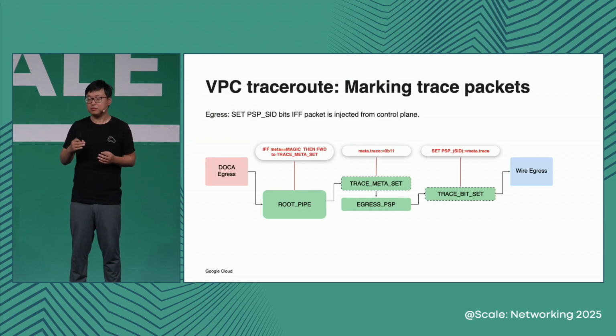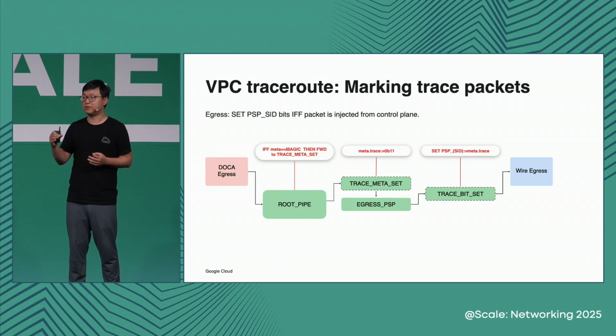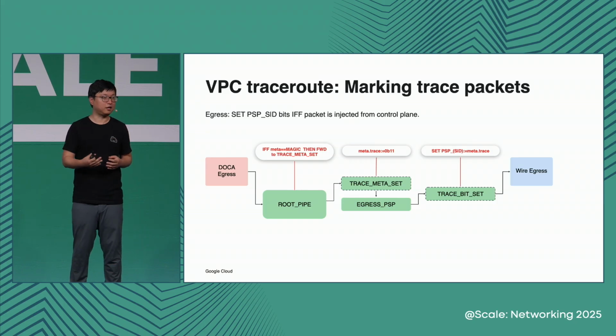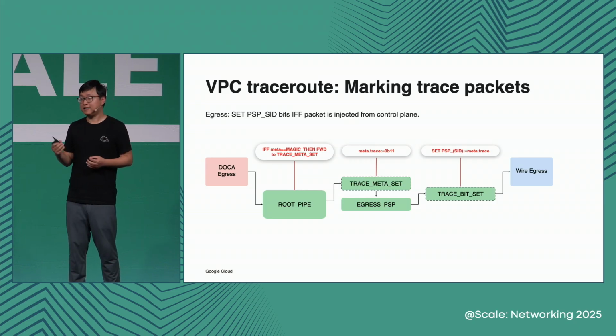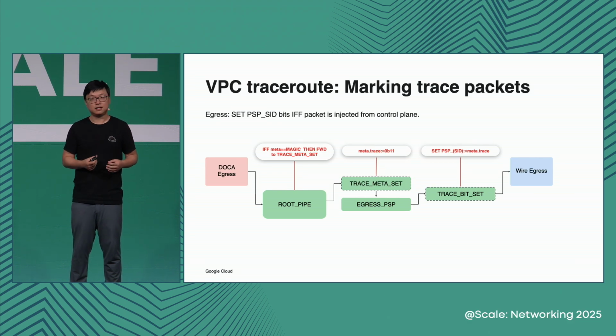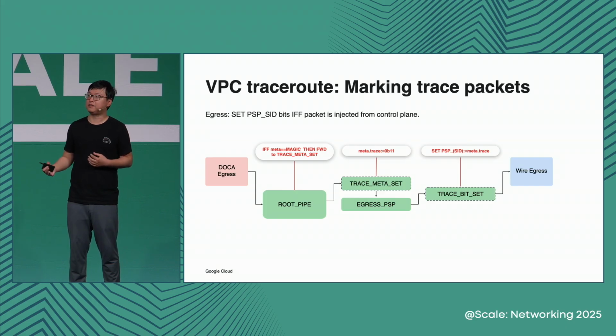And after that, we forward it to a special pipe where we set these sample and drop bits in the PSP header before we put it on the wire. And at ingress, we match on the S and D bits in the PSP header before we do decapsulation, and set some packet metadata to remember later. Then before we deliver the packets to the VF, we match and intercept such packets.